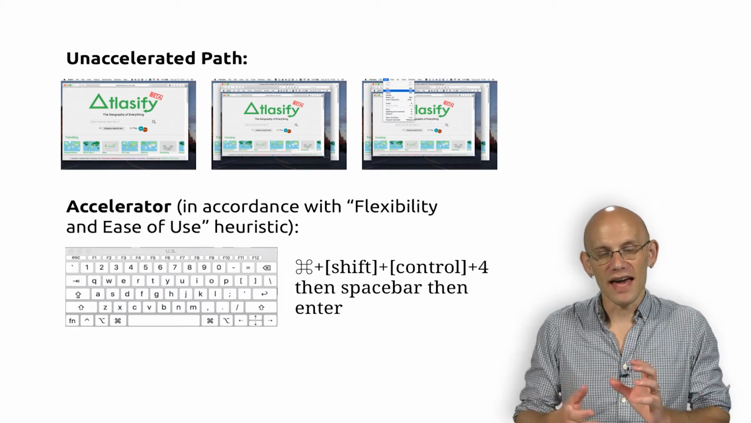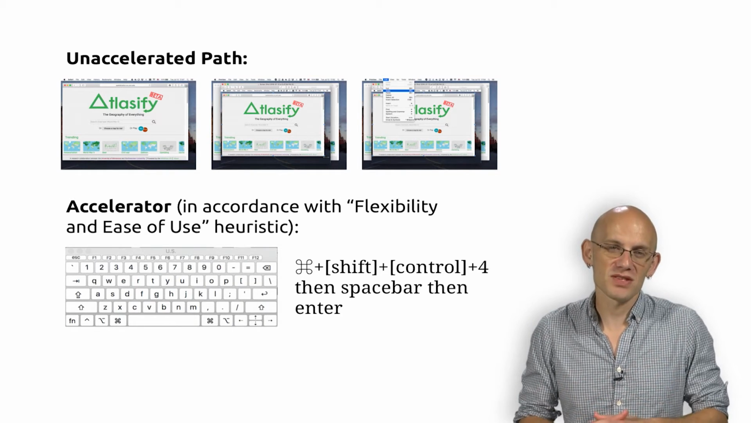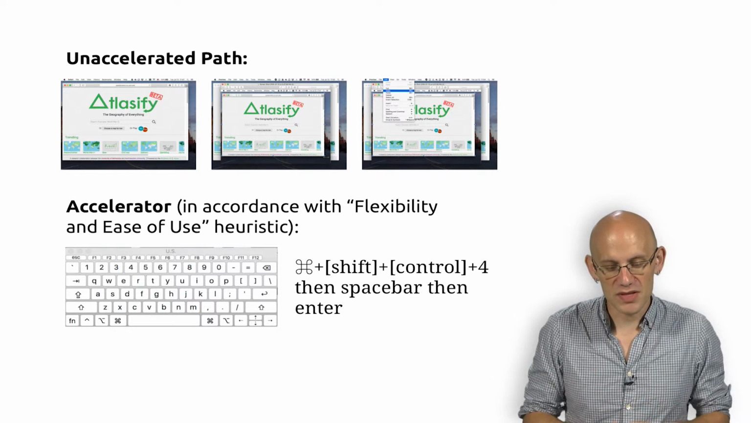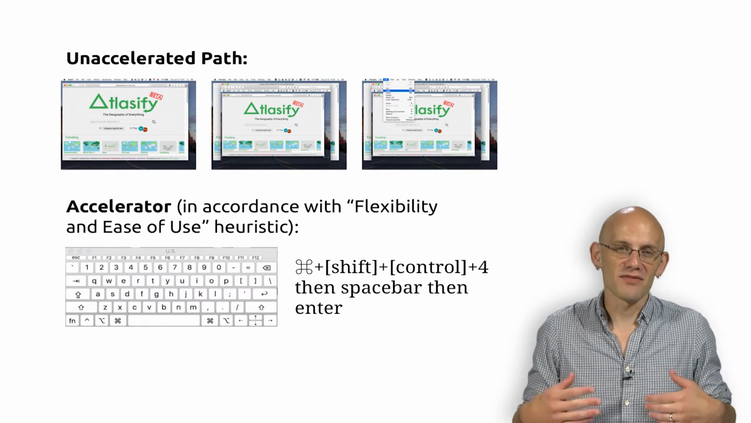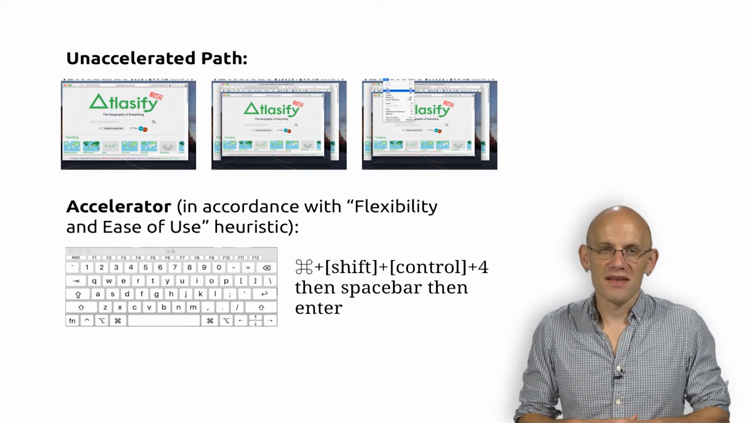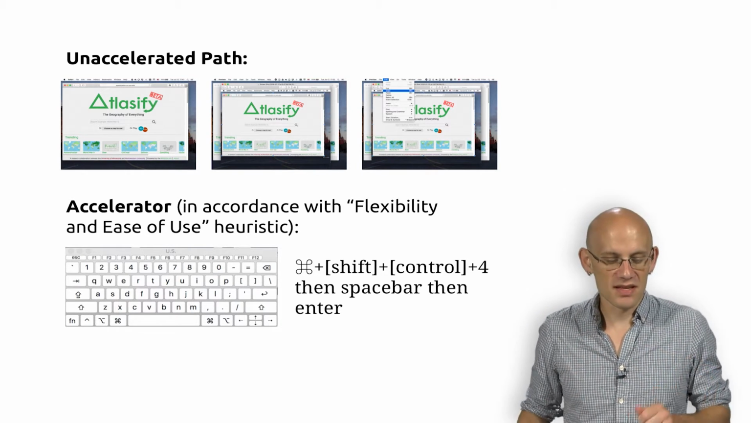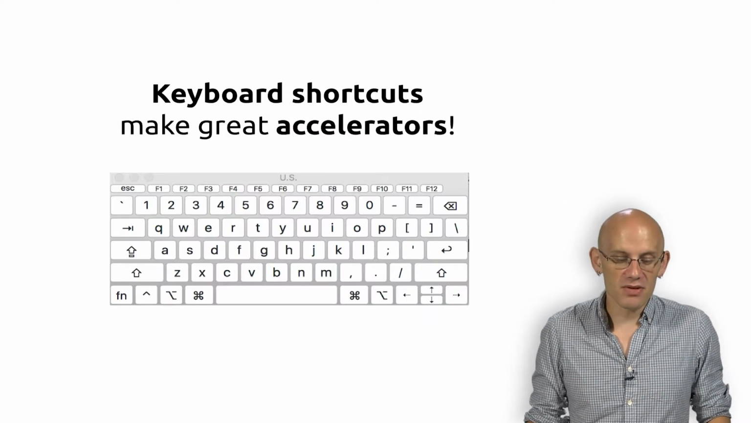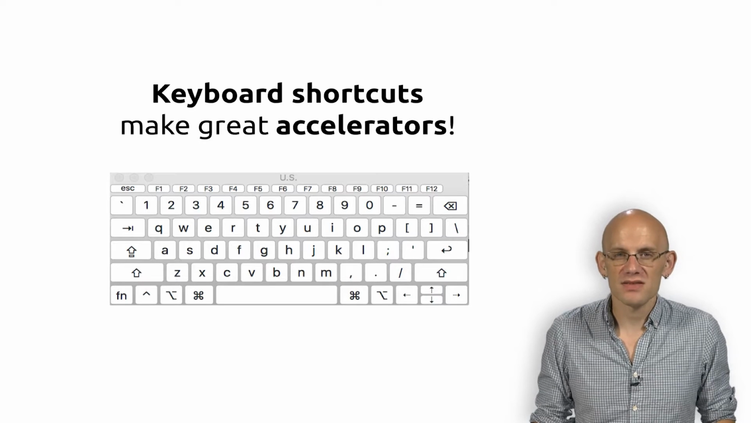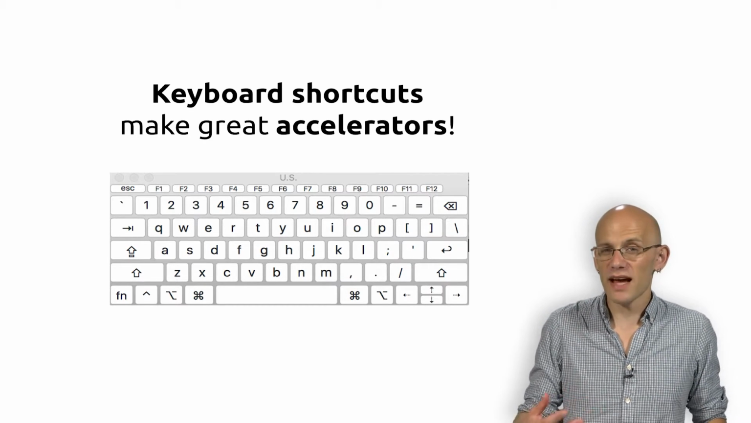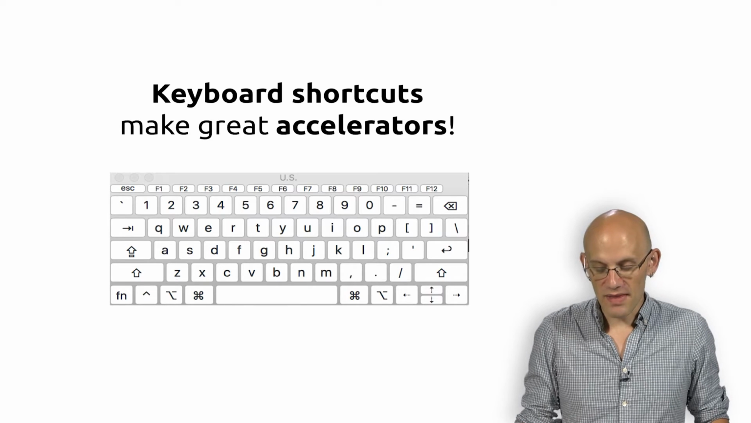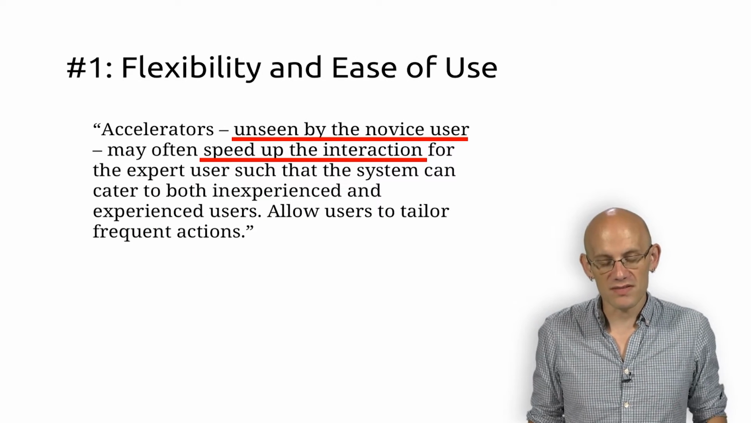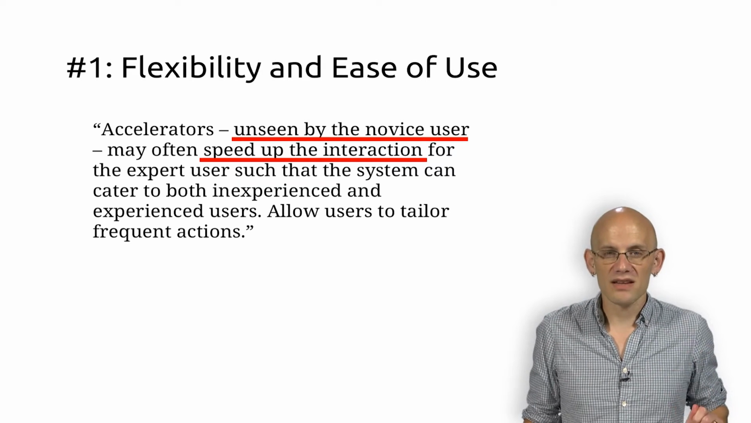And if we analyze this using some of the other evaluation procedures that we're looking at in this course in our specialization, you can also tell that, for instance, with GOMS, the unaccelerated path is going to have just this massive list of actions, whereas the accelerated path has a very small number. In general, keyboard shortcuts make great accelerators. They're one of the most common accelerators that we interact with on a day-to-day basis, and that's because they meet very clearly two key parts of this definition, right? They're unseen by the novice user.